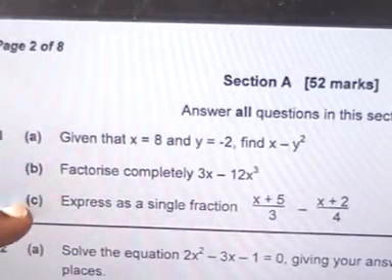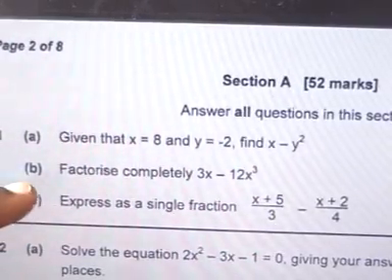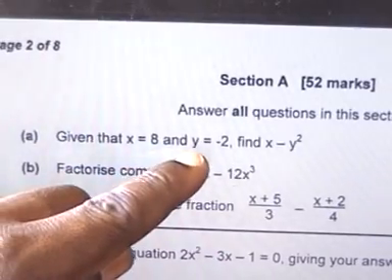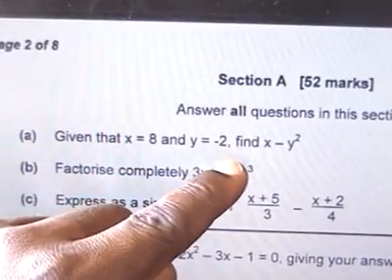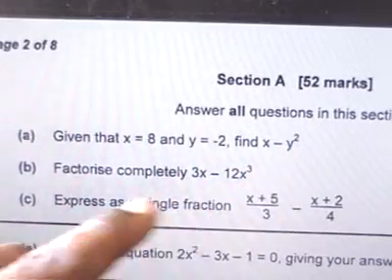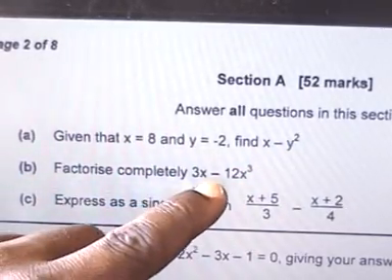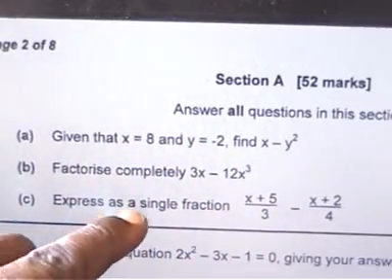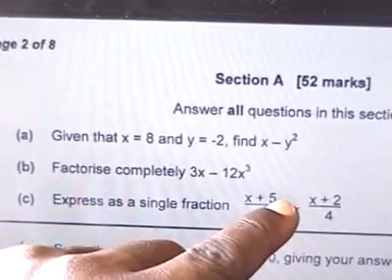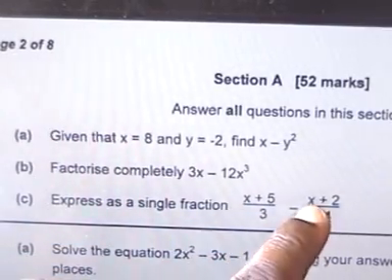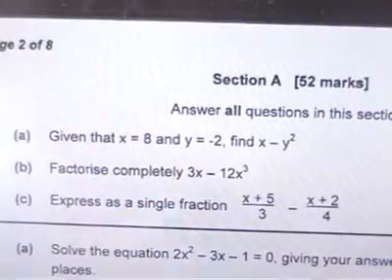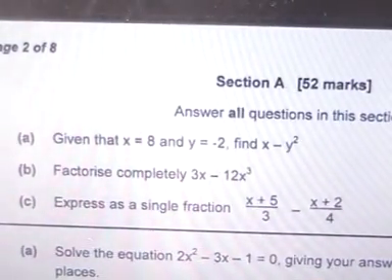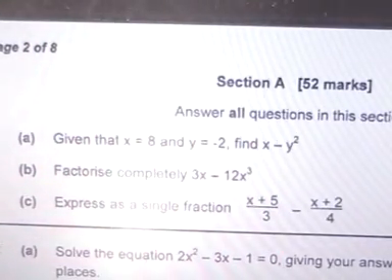That is question 1A, B, and C. To go through them again: A, given that x is equal to 8 and y is equal to -2, find (x minus y) squared. Then B, factorize completely 3x minus 12x to the power 3, whereas C is: express as a single fraction, (x plus 5) divided by 3 minus (x plus 2) divided by 4. The number of marks, 3 marks. So these are the questions that I'm going to consider from 2007.